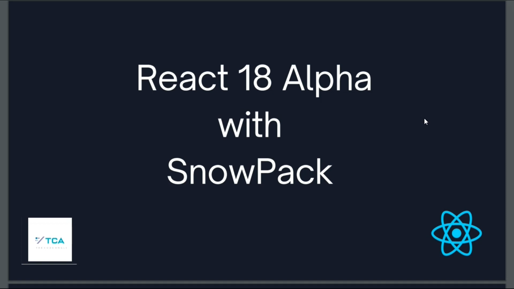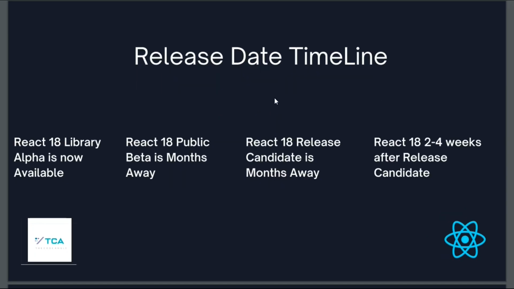Now, React 18 was recently made available to the public. Most of the code is still experimental, as React 18 itself is still months away, as we can see in this slide. The React 18 alpha is now available, which is what we are trying to work with here. We're trying to set it up using Snowpack. Then the React 18 beta is months away. We don't know the specific months, but the React team said it's months away. Then the release candidate is also months away, while React 18 itself would be released 2 to 4 weeks after the release candidate. So for the React developers out there, there's still a little bit of waiting that needs to be done.